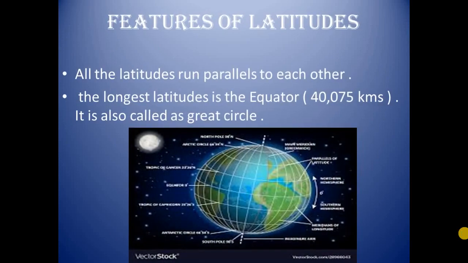Next, features of latitudes. All the latitudes run parallel to each other. The longest latitude is the equator. It is 40,075 kilometers long. It is also called the Great Circle.